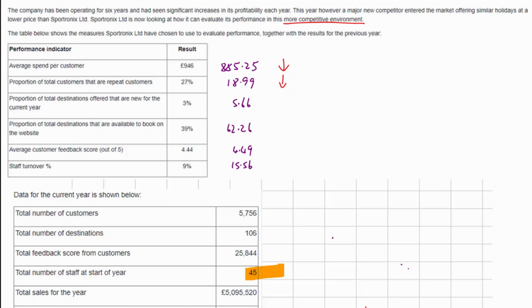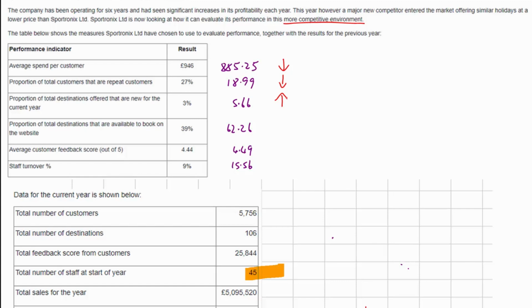Next, we're looking at the proportion of total destinations offered that are new. So this has gone up in this case. So this is an improvement, isn't it? So again, it's not necessarily enough just to say it's gone up or gone down. Is it better or worse? Okay, that's a much better comment. So this is a good thing, isn't it?